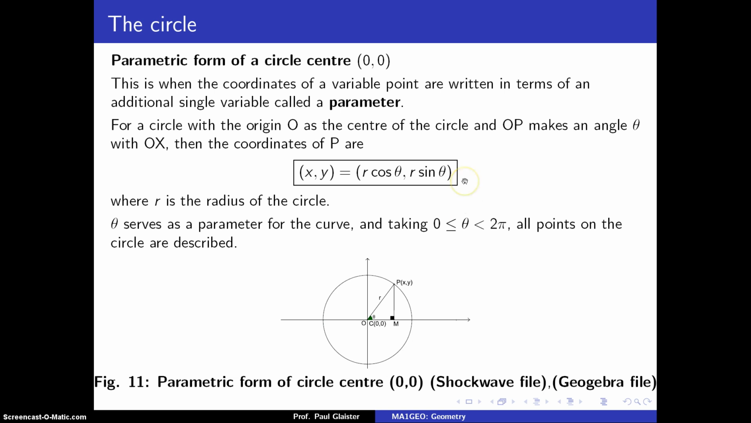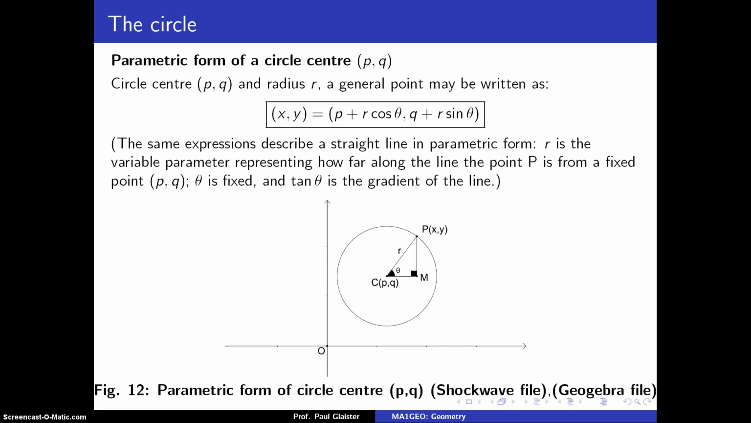Now this expression here represents the parametric form for the equation of a circle, radius r, centre the origin, where theta is now the parameter, and if I vary theta between 0 and 2 pi, then all of these points will be traced out on this circle. So this parametric form is different from the Cartesian form. The variable theta, the parameter, traces out all of the points.